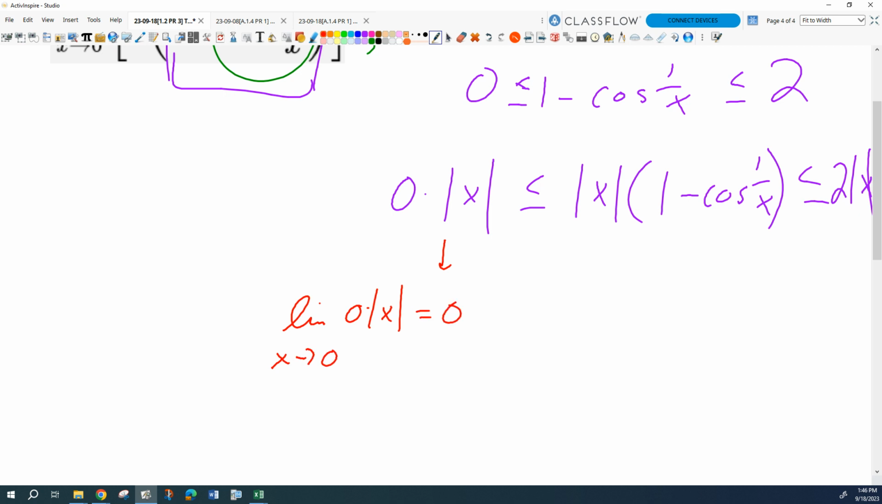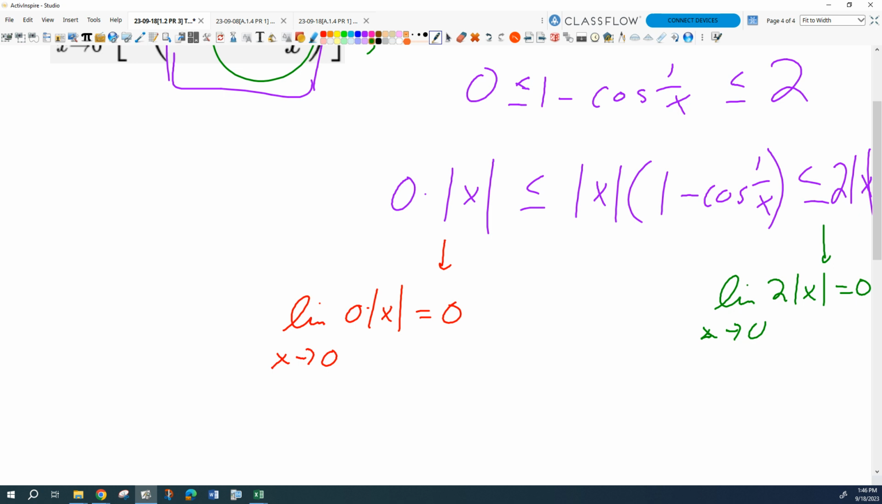Okay, we know up here, right? Okay, so that means that the function in the middle must also get pinched down to 0, okay? We've got those absolute values in there though, okay?